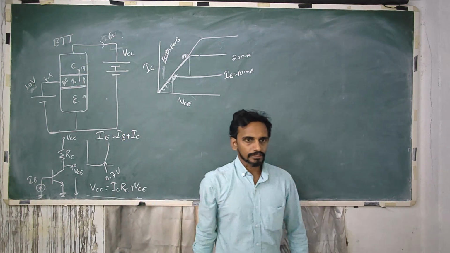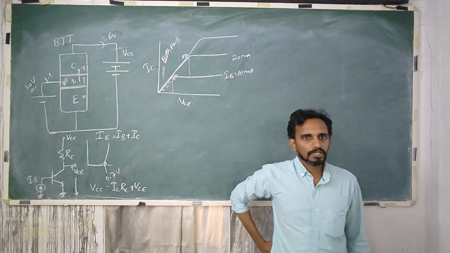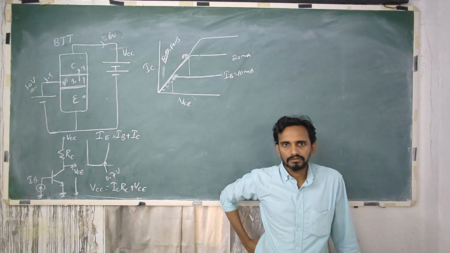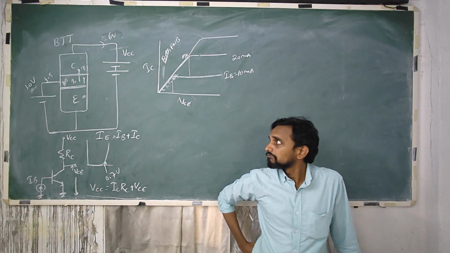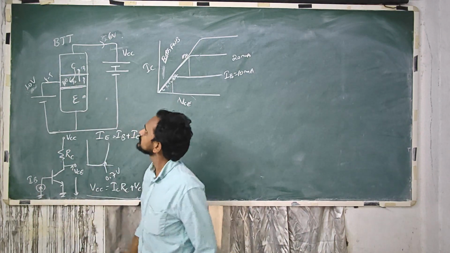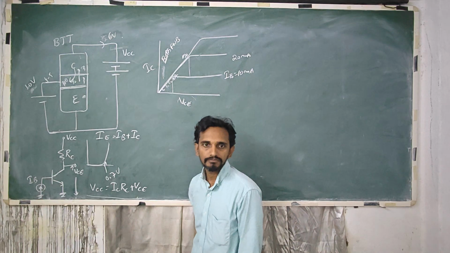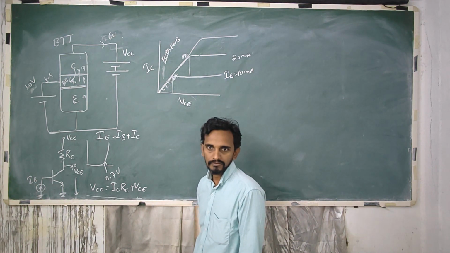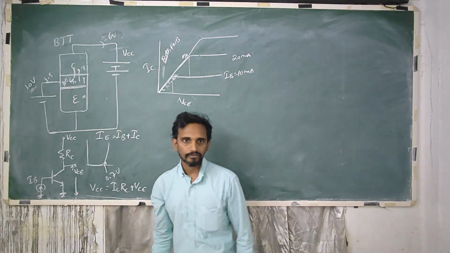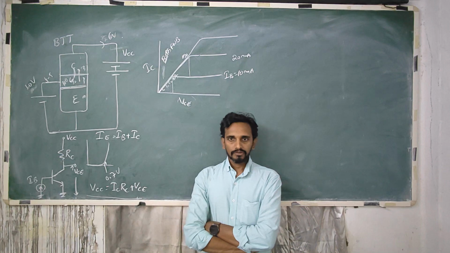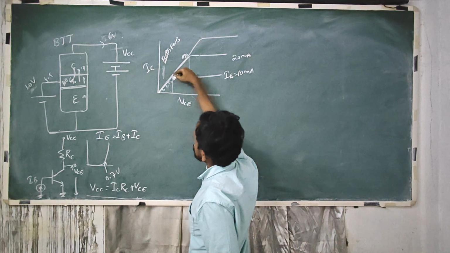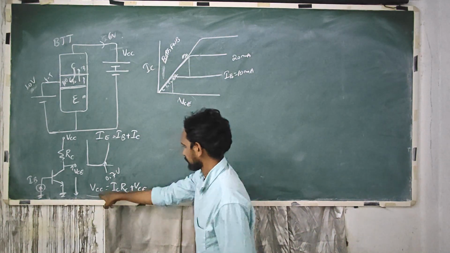So what current will flow through it? Now the current flows in this direction. So this is forward bias. The carriers will move in this direction. Electrons will move from N to P. Right? So for the output current, I have to go to this equation.